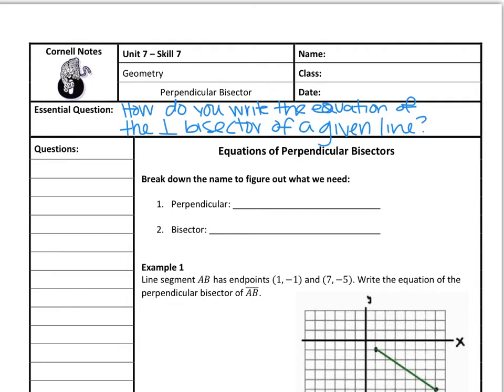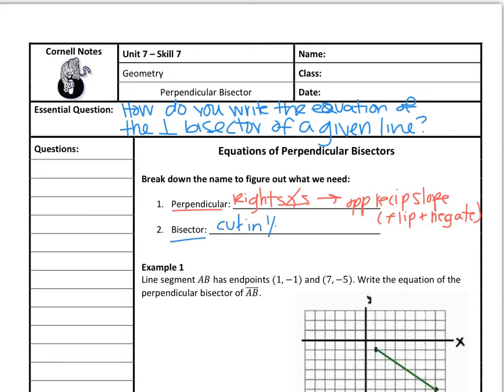So we're going to break down this name to figure out what we need. Perpendicular means that we need right angles, of course, like it's forming right angles. But in terms of writing equations, we need the opposite reciprocal slope. In other words, flip and negate. The bisector part means that we're going to cut it in half. So we need the midpoint.